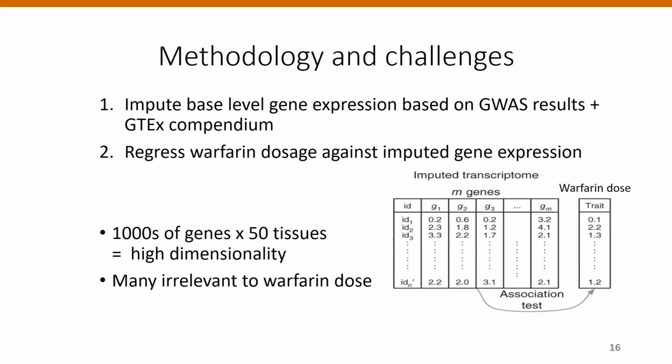We were not 100% sure which tissues are relevant for warfarin. We obviously knew that liver, for example, plays an important role in warfarin, but for other pharmacodynamic features, we were not sure which tissues are the relevant ones, so we decided to include all of them. So that gives you a very high dimensionality already. And we assume that many of these genes are probably irrelevant for warfarin dose.